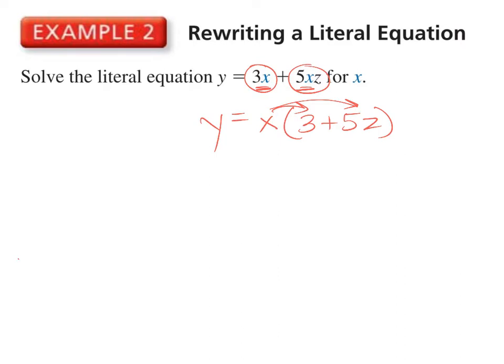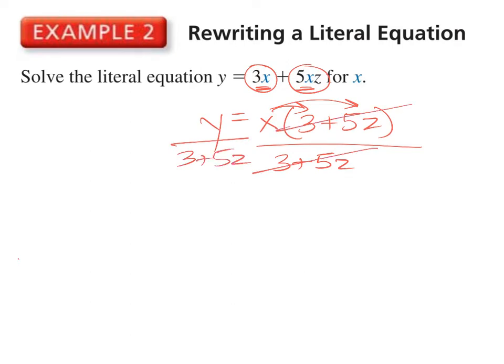Okay, now let's get x by itself once again. So now I'm going to divide by 3 plus 5z. All right, so that cancels. And now I'm just left with x is equal to y over 3 plus 5z. And we got x by itself now. There's nothing else to simplify here. We're done. On to the next example.